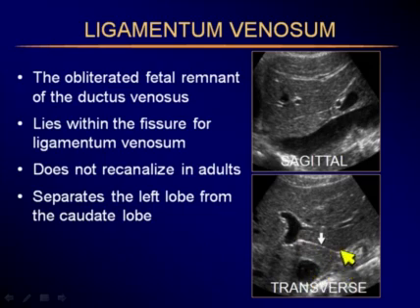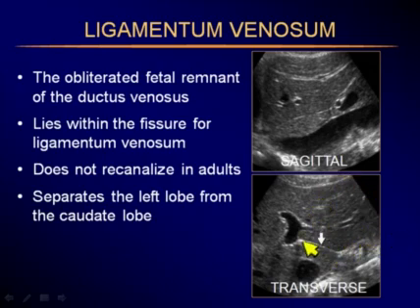Notice that that fissure is a broad plane. It's a line on transverse, it's a line on sagittal, so it is not a linear kind of fissure, but it's rather fairly broad. And that is our divider for caudate lobe from left lobe of the liver.